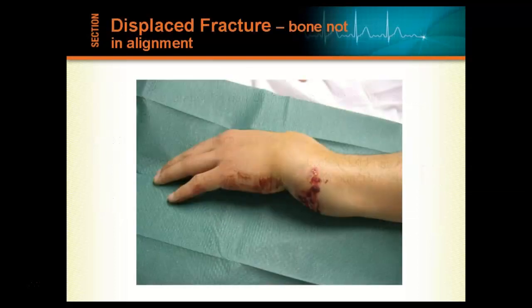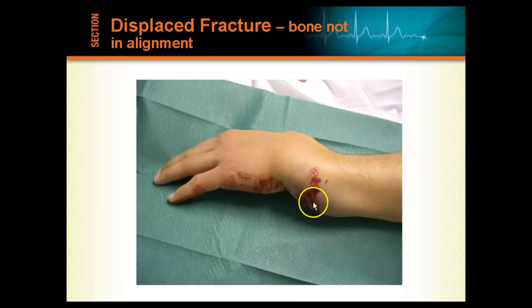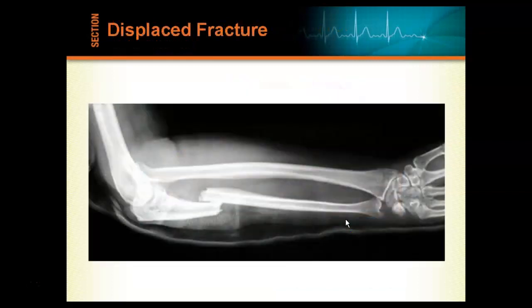All right, here is a displaced fracture. So here's your definition up here. The bone is not in alignment. That is horrific looking, very, very painful. Now this is not a compound fracture though, because it's not open. All right, this right here is all just bruising. So this is not an open fracture because the skin is still holding the bone inside, but this is definitely displaced. So that's what it looks like on the outside.